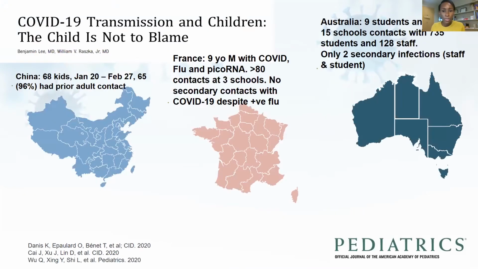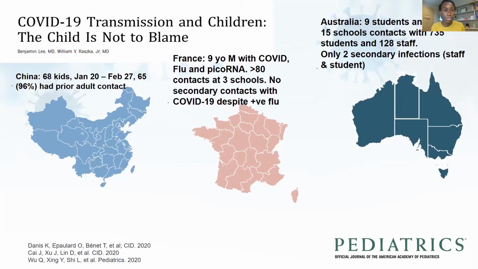And then when you look at specific data from schools reopening across the world, we have understanding that each country is slightly different from the United States in their COVID response, COVID management, and their school structure. This slide just shows experience in China. They looked through 68 kids over a specific period that had prior adult contact. So just rephrasing that, 68 kids were positive, and 96% of them had a prior adult contact. It wasn't really spread from interactions with other children.